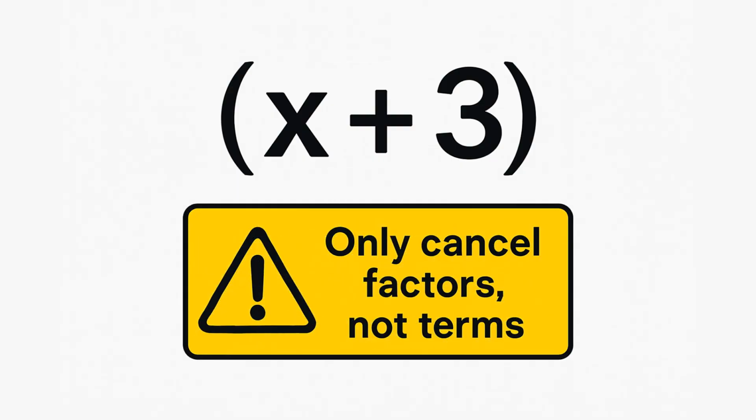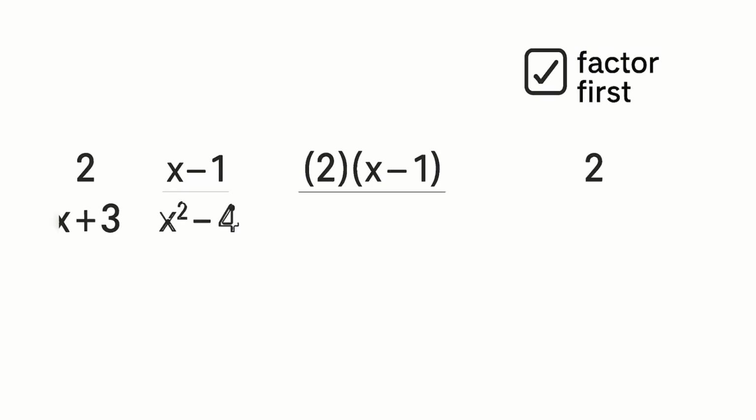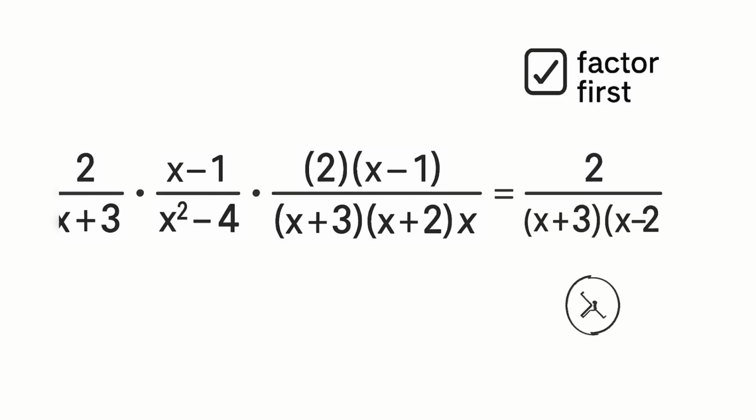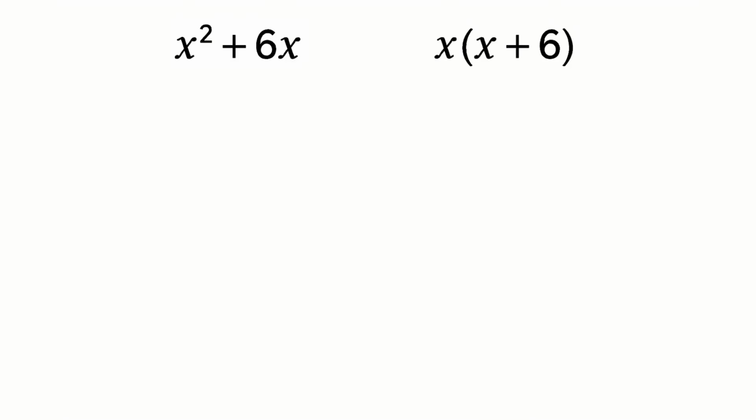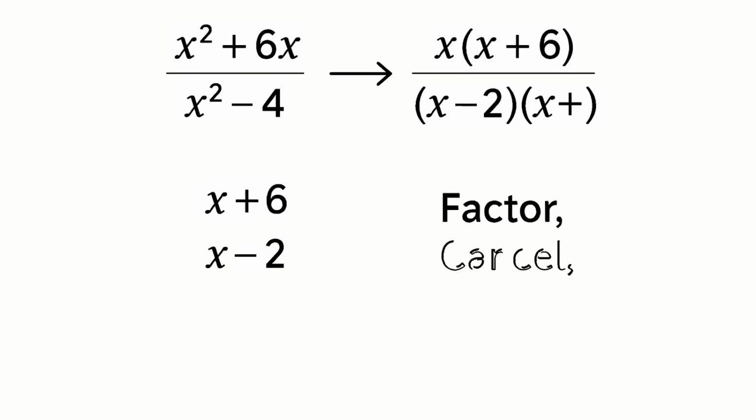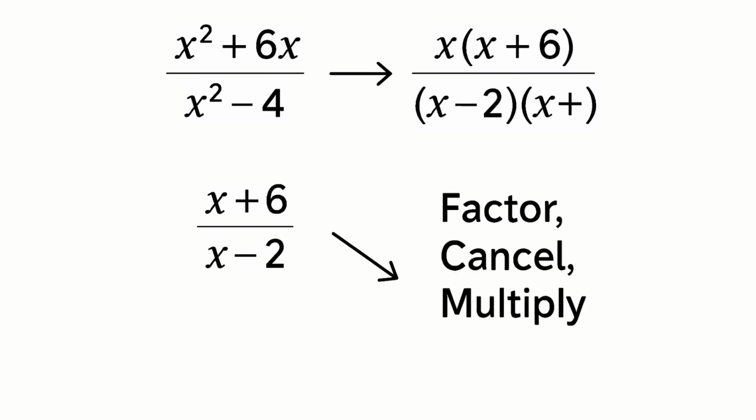Next up, multiplying rational expressions. This one is friendly. Multiply the tops together, multiply the bottoms together, then factor and simplify. Often it's easier if you factor first, cancel any common factors, and then multiply what's left. Same answer, less work. Division is almost the same with one extra step.